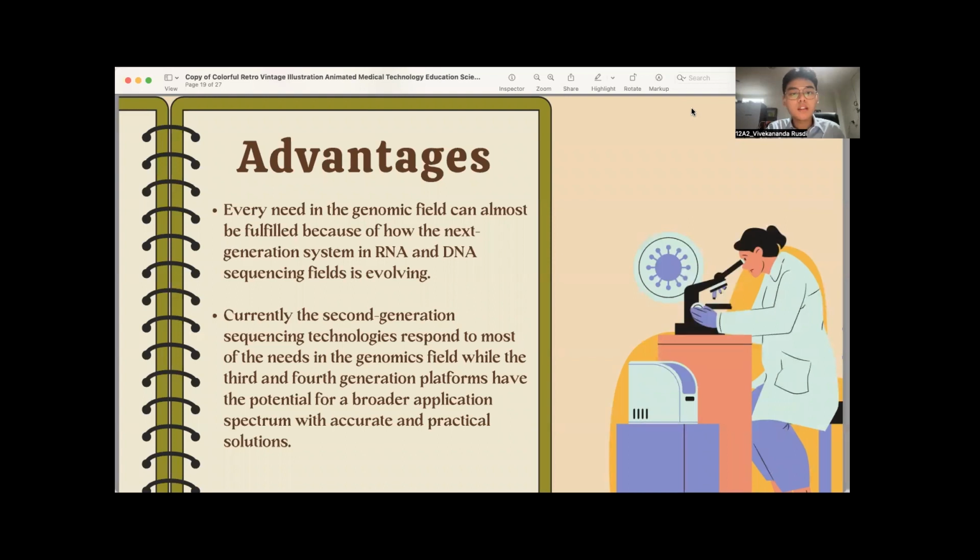Almost every need in the genomic field can be fulfilled because of how the next generation systems in RNA and DNA sequencing are evolving. Currently, the second generation sequencing technologies respond to most of the needs in the genomic field, while the third and fourth generation platforms have the potential for a broader application spectrum with accurate and practical solutions.